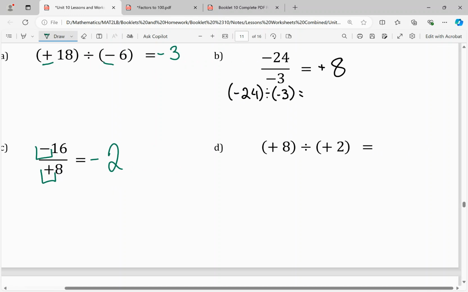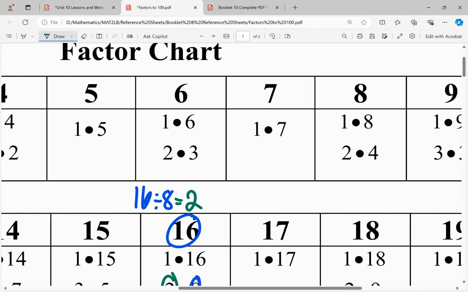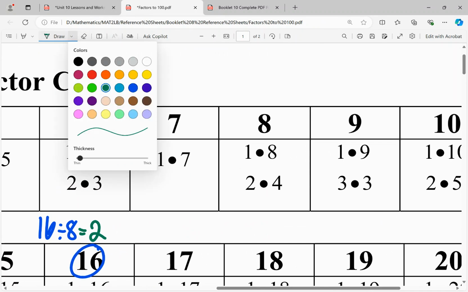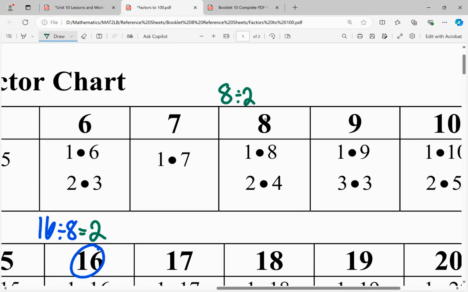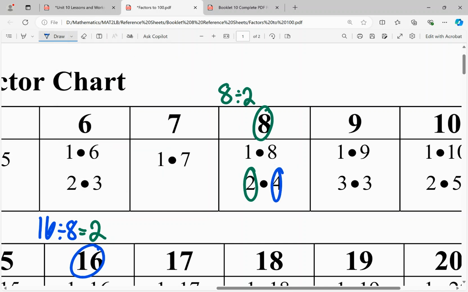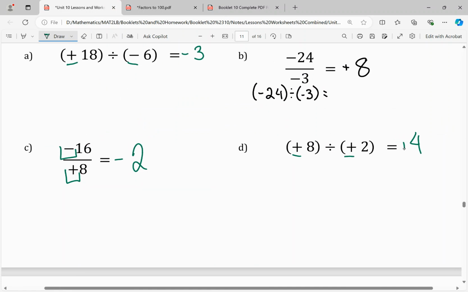Finally, we have positive 8 divided by positive 2. Here is the positive 8. So 8 divided by 2, here's the 8, here's the 2, and the answer, the quotient, will be a 4. So I'm going to bring that over, write the 4. The only thing that we need to do is decide if this 4 is positive or negative. Now, since the two integers that we're dividing are both positive, matching signs, the answer is going to be a positive.